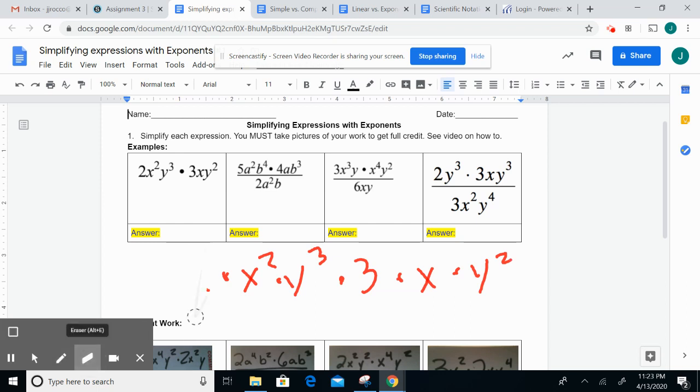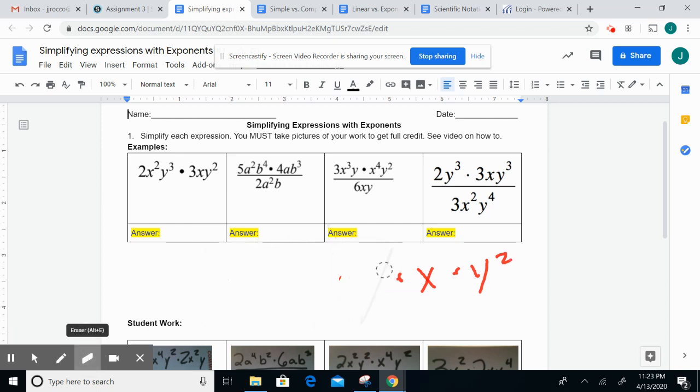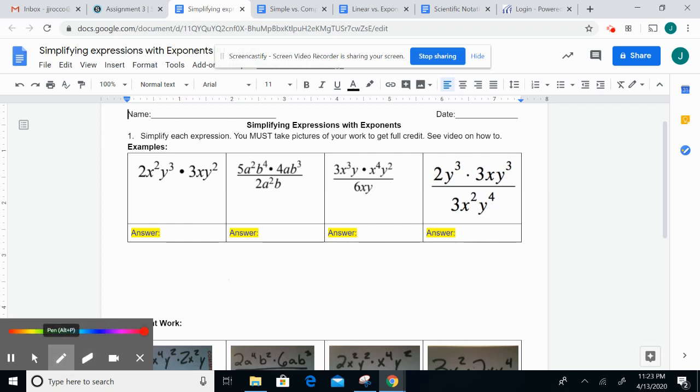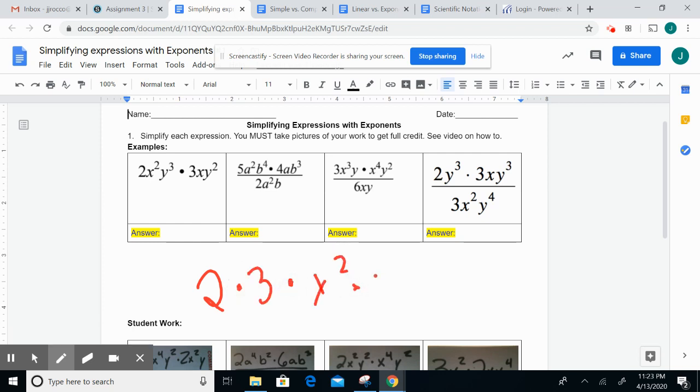And that's what I'm actually going to do. I'm going to put our numbers together. I'm going to put our x's together. I'm going to put our y's together. So it's going to look like this. 2 times 3 times x squared times x times y to the third times y squared. That x doesn't really look like an x. Made it worse. And so this is helpful because now we can just simplify from here.